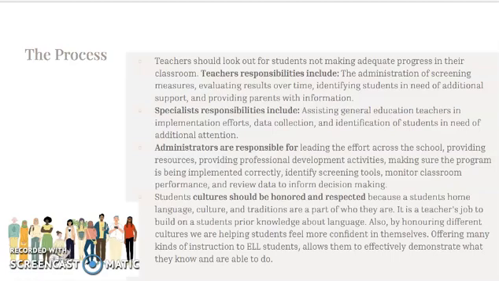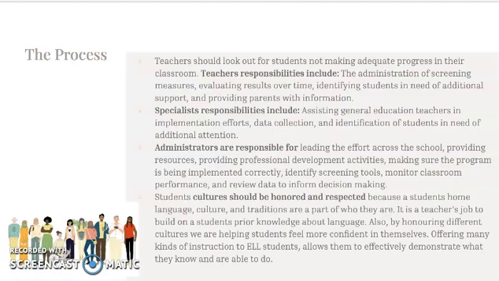Teachers' responsibilities include the administration of screening measures, evaluating results over time, identifying students in need of additional support, and providing parents with information. Specialist responsibilities include assisting the general education teacher in implementation efforts, data collection, and identification of students in need of additional attention. And finally, the administrators are responsible for leading the effort across the school, providing resources, providing professional development activities, making sure the program is being implemented correctly, identify screening tools, monitor classroom performance, and review data to inform decision making.